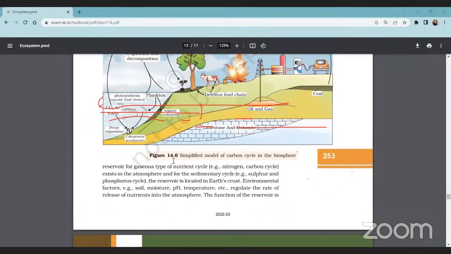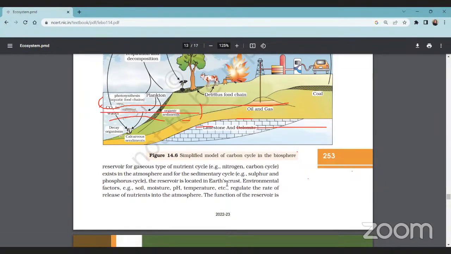The reservoir for the gaseous type of nutrient cycle, like the nitrogen and carbon cycles, means these are nutrients that are present in the gaseous state. So nitrogen and carbon cycles are called gaseous type, and they exist in the atmosphere. And the sedimentary cycles are the sulfur and phosphorus cycles. Okay, so two types of cycles are there: gaseous cycles and sedimentary cycles.